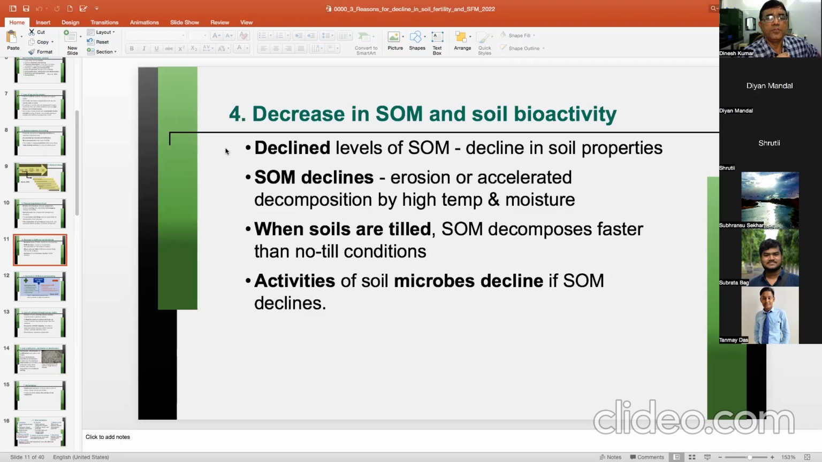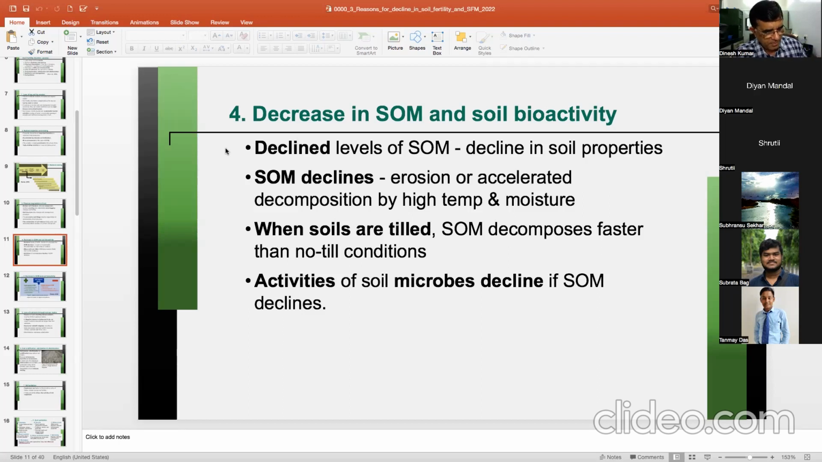Very good. So there could be many reasons for decrease in soil organic matter, and it declines mainly because of erosion, which is one reason, and accelerated decomposition by high temperature and moisture. These days you are experiencing some global warming also, so it may have some effect. Of course, that effect is not measured, but these changes will have some effect on soil organic matter.